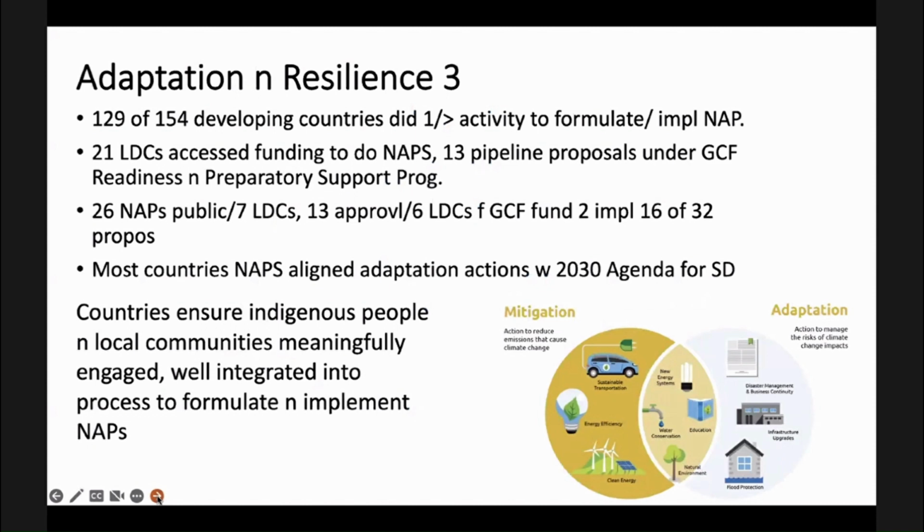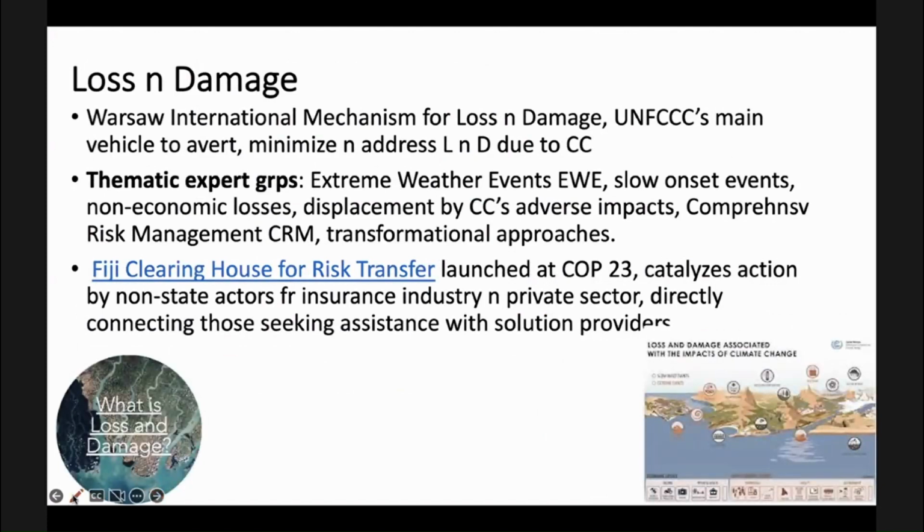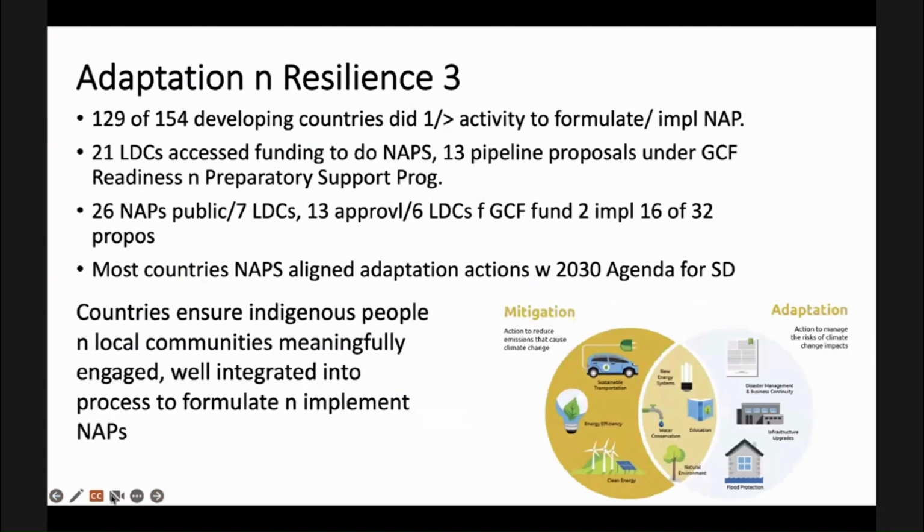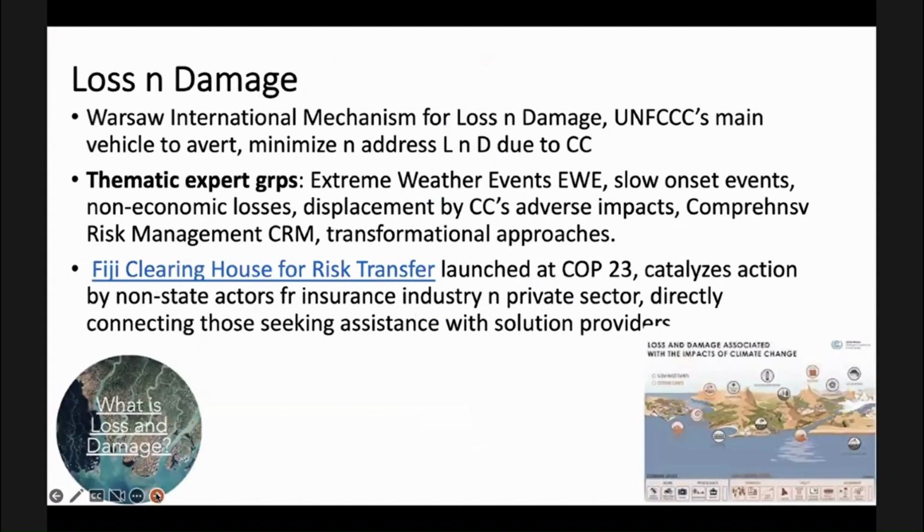Most country NAPs align adaptation actions with the 2030 agenda. Countries must ensure that both indigenous people and local communities meaningfully engage and get well integrated into the process to formulate and implement NAPs, including by women. And here you can see visually how to do mitigation and adaptation. And later look at this particular image.